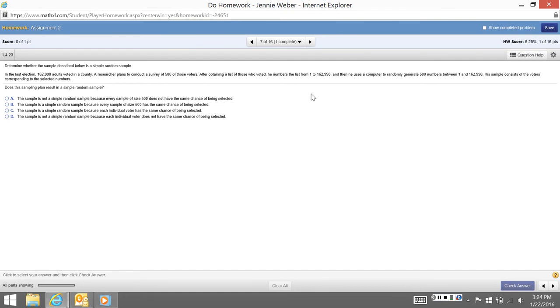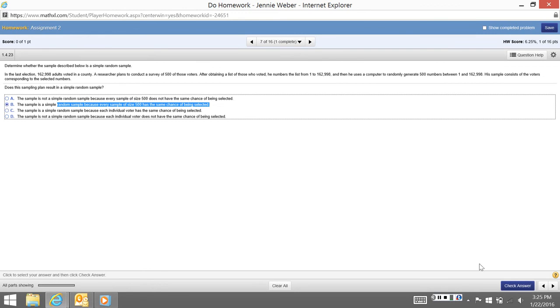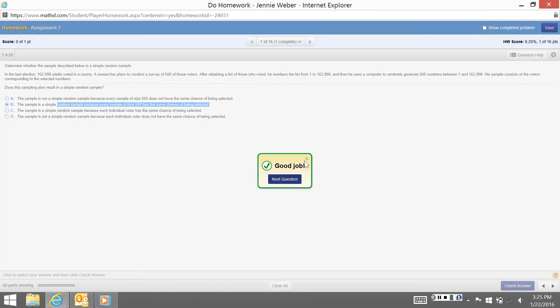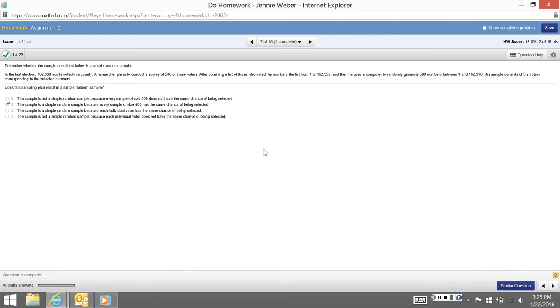Okay, is this a simple random sample? Yes, because we don't have specific groups. We don't have to have 10 women or 10 Republicans. So this is a simple random sample because every sample of size 500 has an equal chance of being selected. Because we didn't say that we have to have men or women. So pretty much anytime you're trying to limit it and you need to have any kind of segregated groups, you're not simple random.